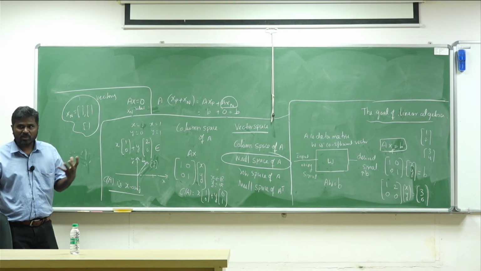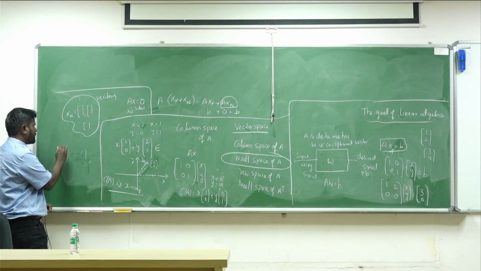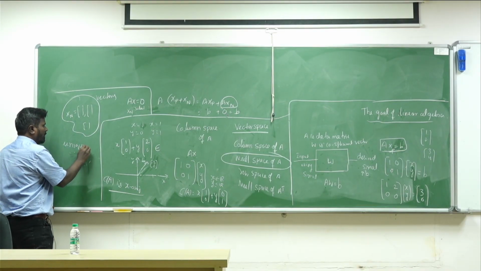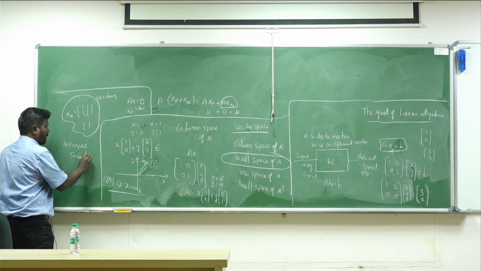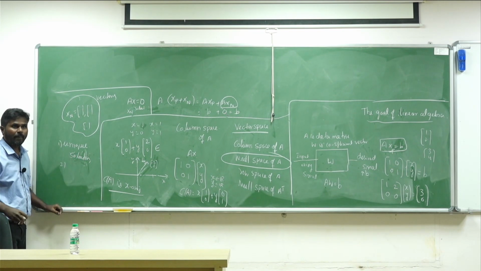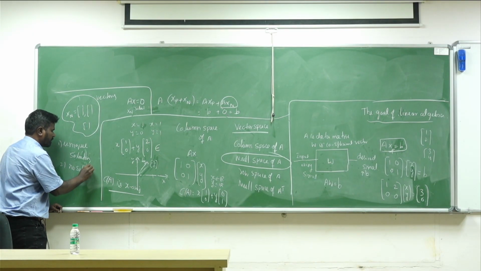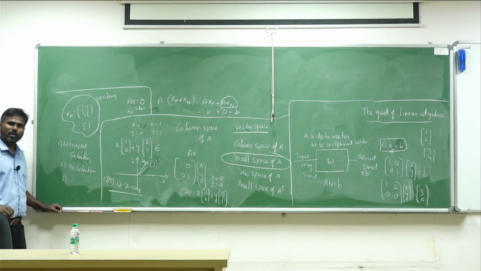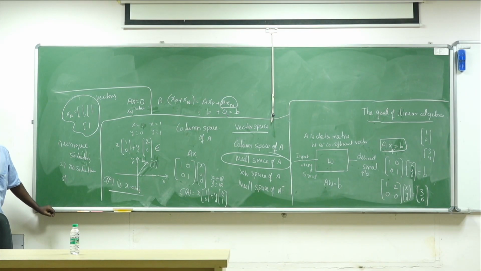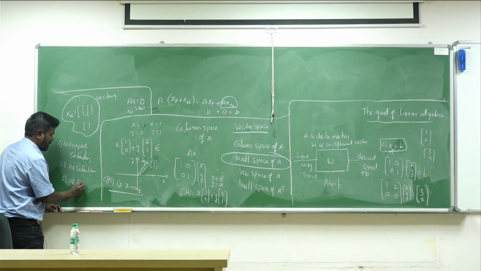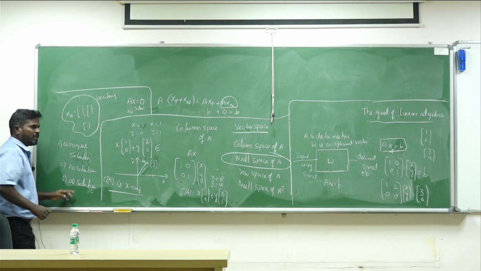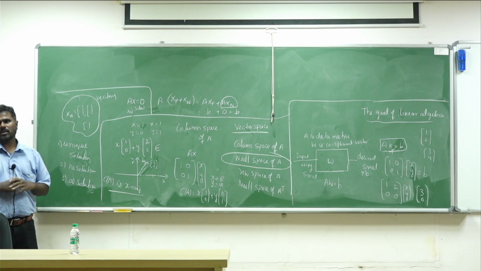So what are the possible solutions we have here for the system of equations? Unique solution, and no solution, and one more? If multiple solutions exist, there are infinite solutions. These are the three possible cases we have.